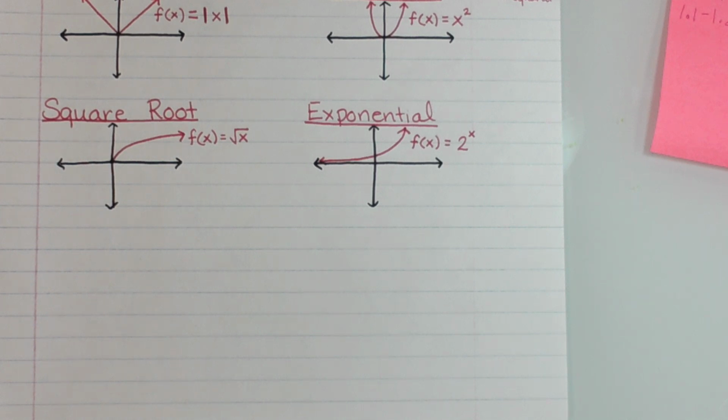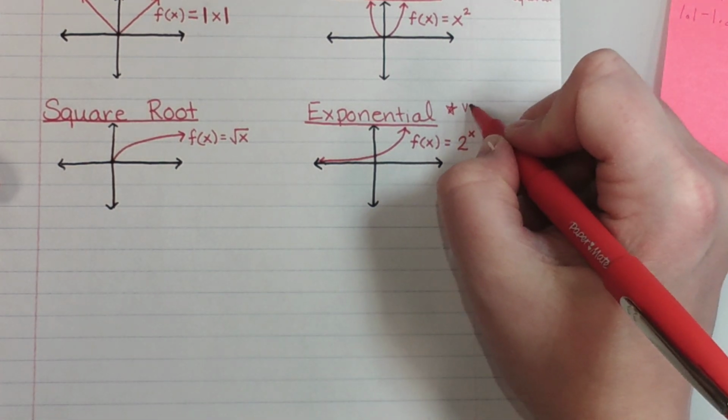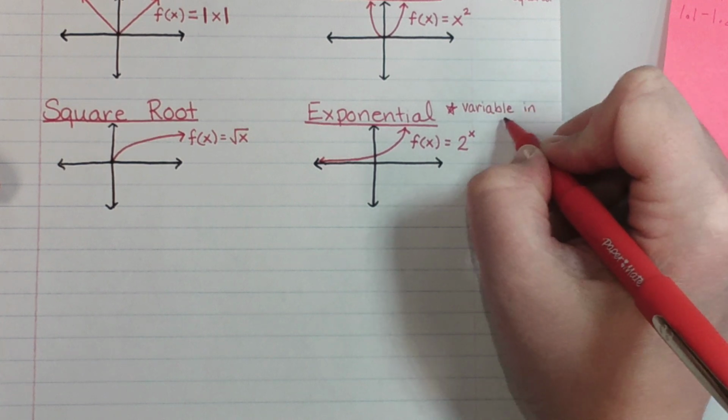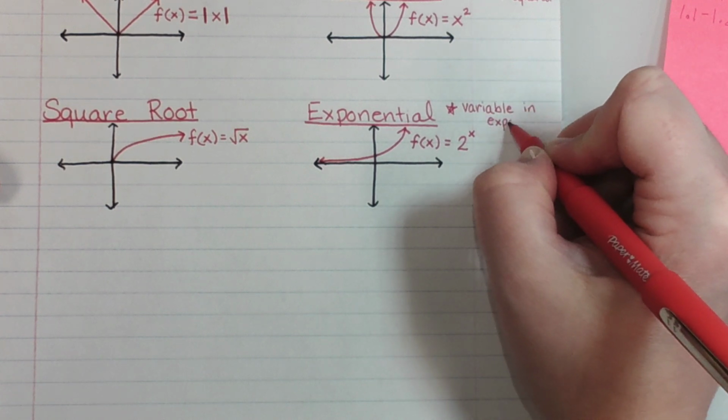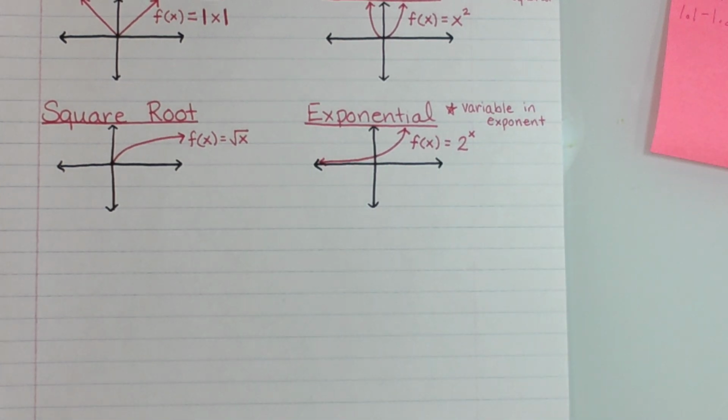When it comes to an exponential function, what makes it exponential is the variable is in the exponent. Now you'll note I wrote down what makes something linear, what makes something constant, what makes something quadratic, what makes something exponential. I didn't write down what makes something absolute value, nor what makes something square root.